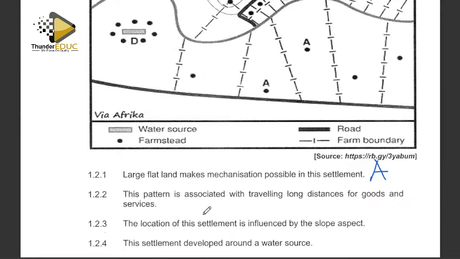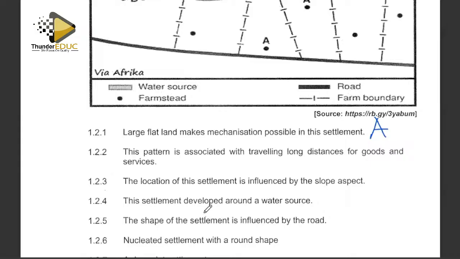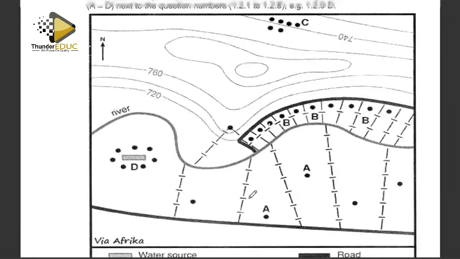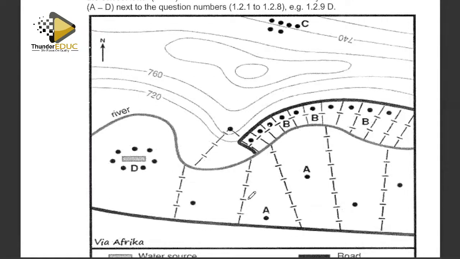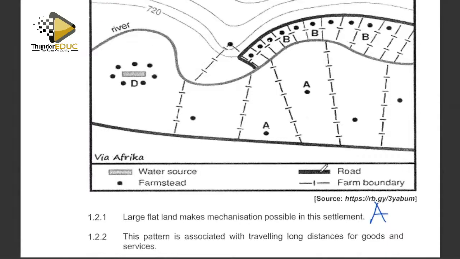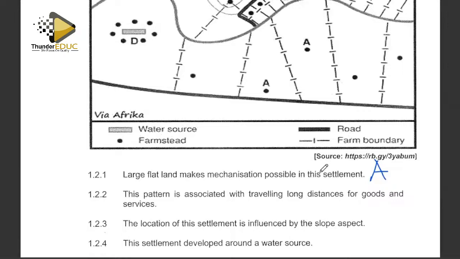This pattern is associated with traveling long distances for goods and services. Also want to check where do people travel long distances to acquire goods and services, right? If we try also to check, you tend to find that because of isolation at A, people have no access to basic services. They have to travel from their isolated farmsteads to get to a point where they acquire services. So A is also the correct response for number 122.